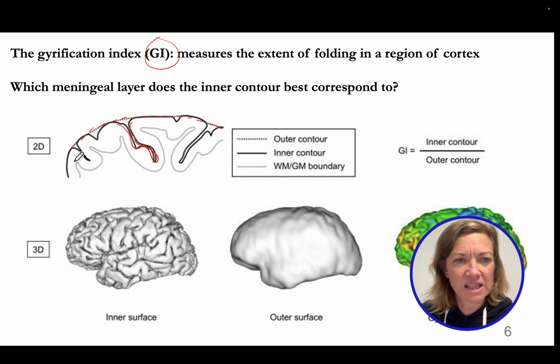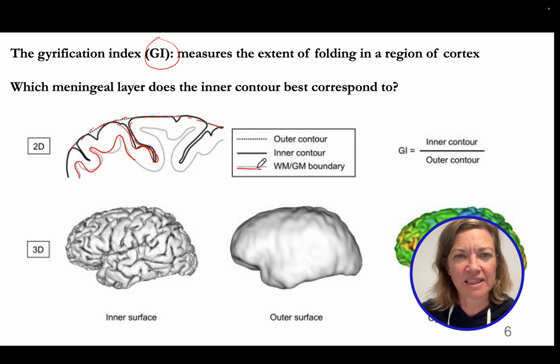The pale line here is the white matter, gray matter boundary. So that's what that line corresponds to.